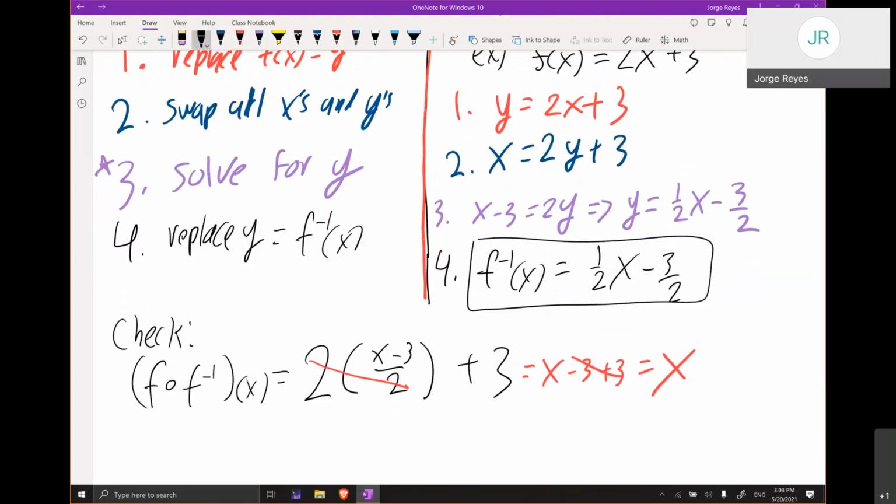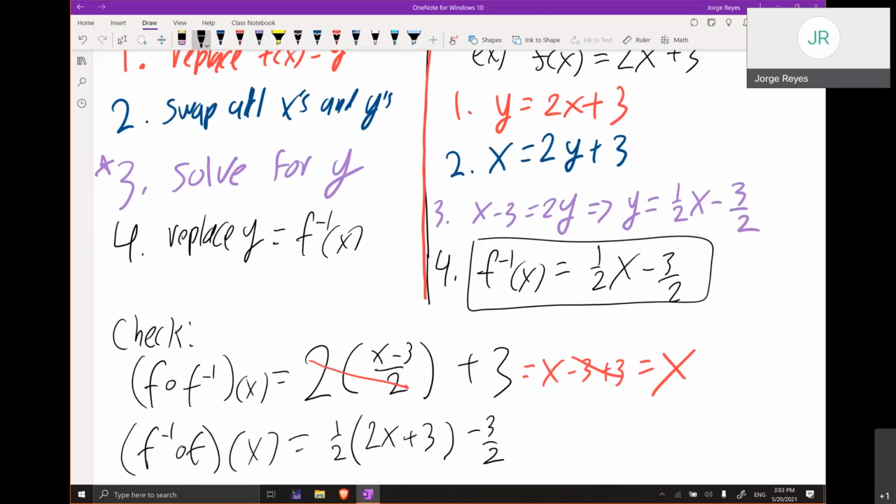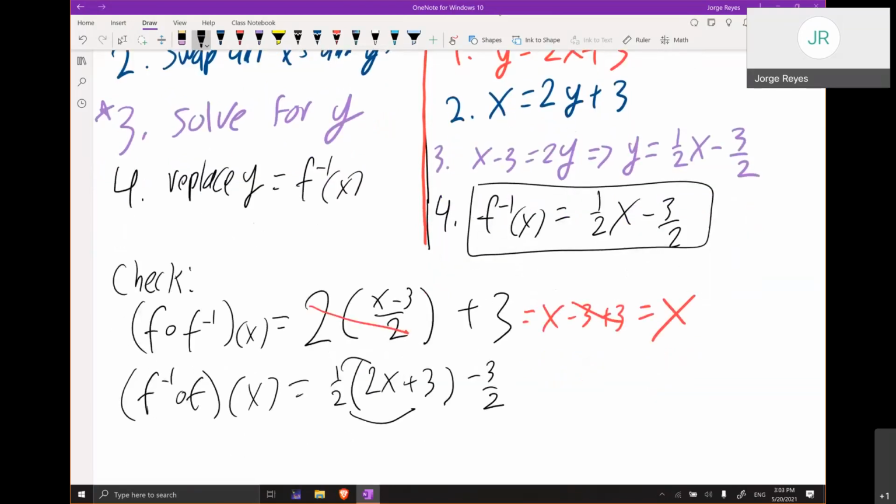And then if I do it the other direction, because you got to check both, what does that look like? So 1/2 of 2x plus 3 minus 3 over 2. Now I'm going to distribute. So you're going to get x plus 3 over 2 minus 3 over 2. Those cancel, and x. So ta-da, they both cancel. So they are inverses.